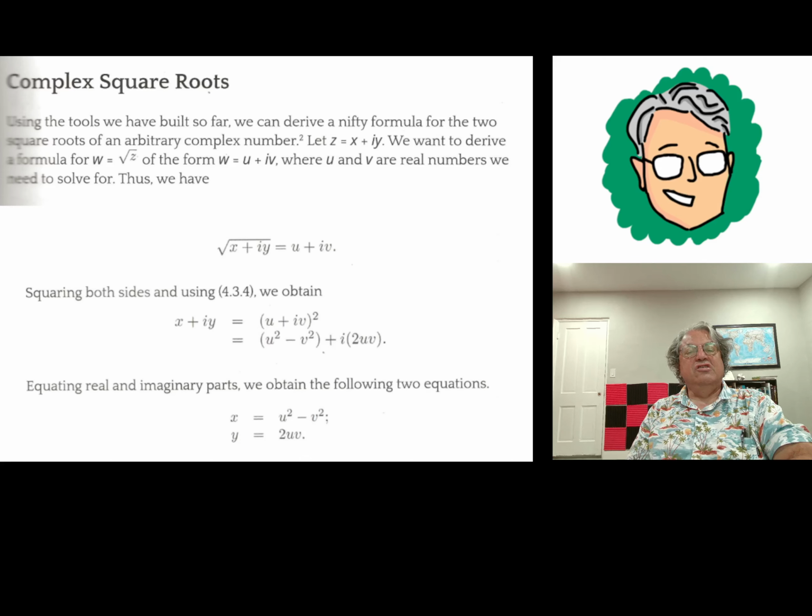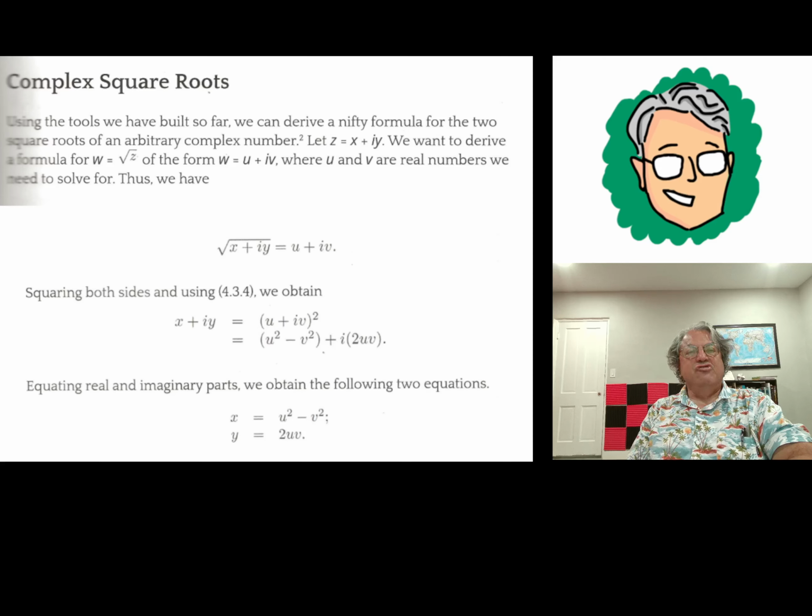And as you might imagine, the first thing we want to do here is square both sides, get rid of the square root. And if you do that, you get x plus iy equals (u plus iv) quantity squared. And I already talked about how to square complex numbers. I gave a formula for it a few lessons ago, in the lesson on complex multiplication. The formula is u squared minus v squared, that's the real part, and then the imaginary part is 2uv. So you get u squared minus v squared plus i times 2uv.